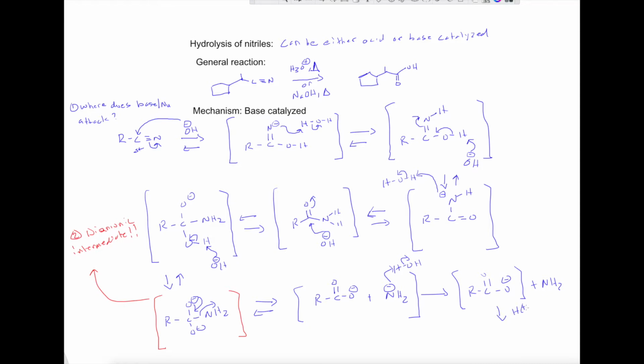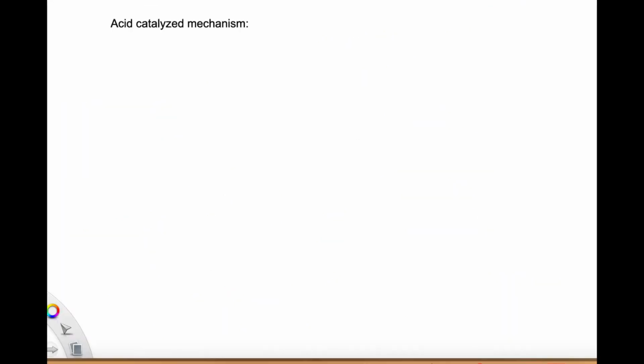And then at the end of the day, you treat this with acid to neutralize everything, and you go back to your carboxylic acid. Don't forget that you have to do that, right? Because you cannot have the carboxylic acid in basic solution.